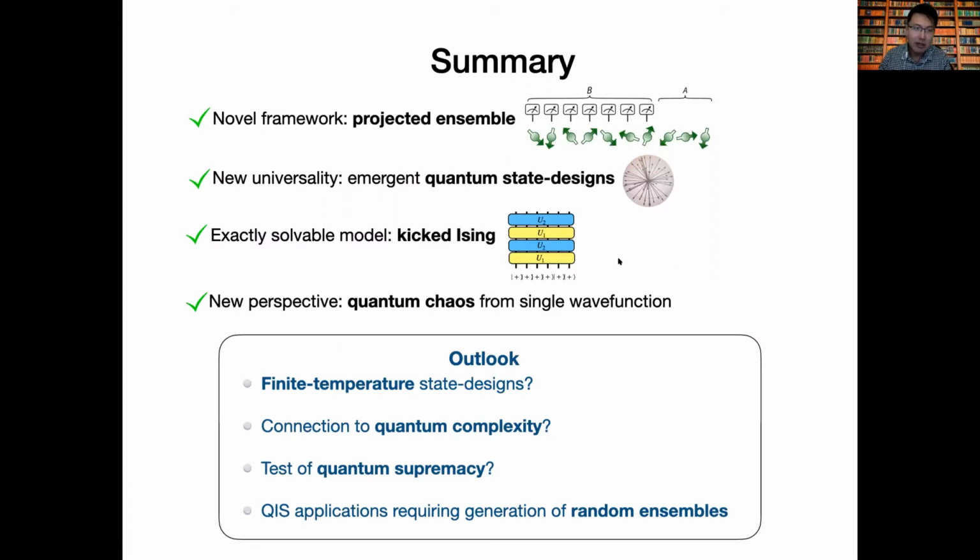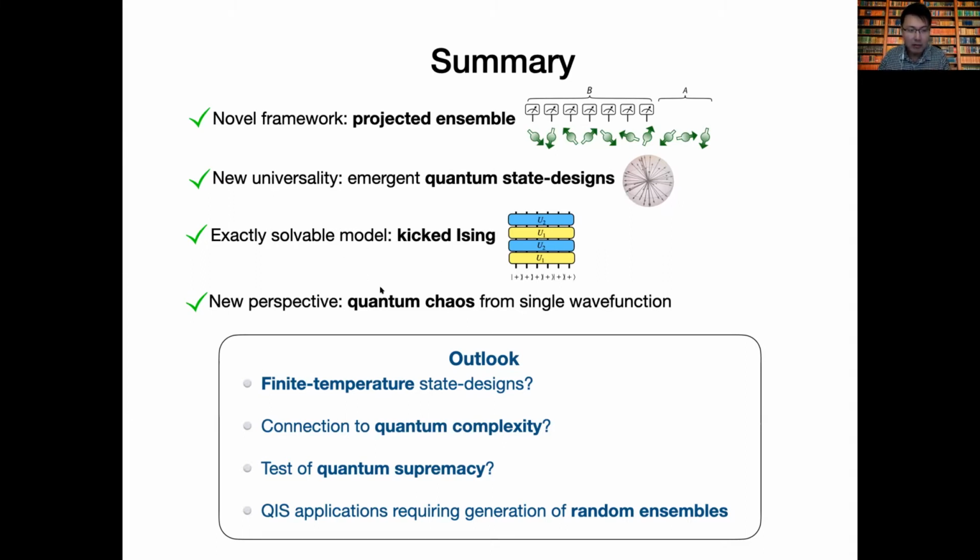So to summarize, I've introduced to you a new framework called the projected ensemble, states arising from measurements of the bath that live on the local subsystem. And within this framework, I've described to you some new universality, the emergence of quantum state K-designs, or the fact that these states are pseudo-random in nature. I've proven for you a situation in which this happens.